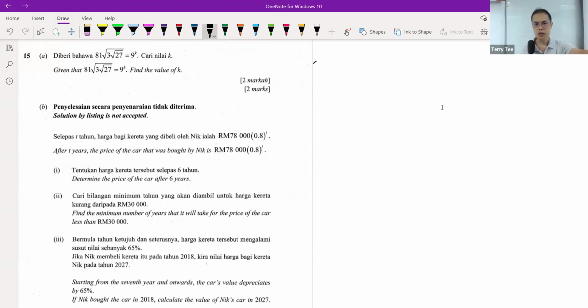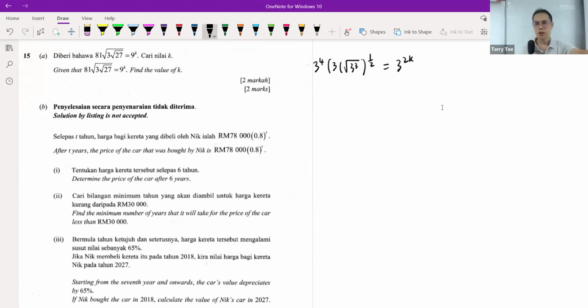81 is 3 power 4. Yeah, I changed my 81 to 3 power 4. Square root is power half, so I do it very slowly. 27 is 3 power 3. There's a power half here equals to 9. 9 is 3 power 2.